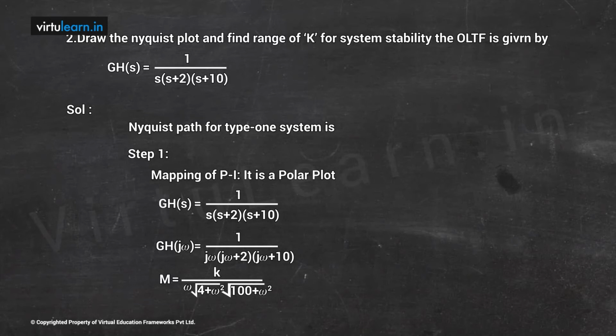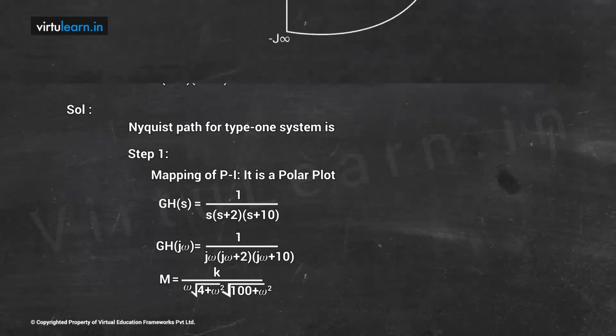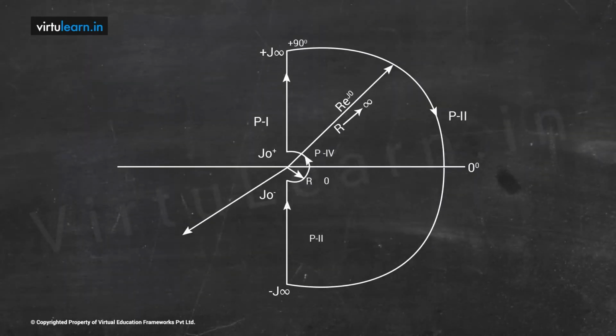Now, look at the transfer function. It is a minimum phase transfer function and it is a type 1 system. There are no zeros at all. Now, if you have a type 1 system, the Nyquist path is this. So we have 4 paths.